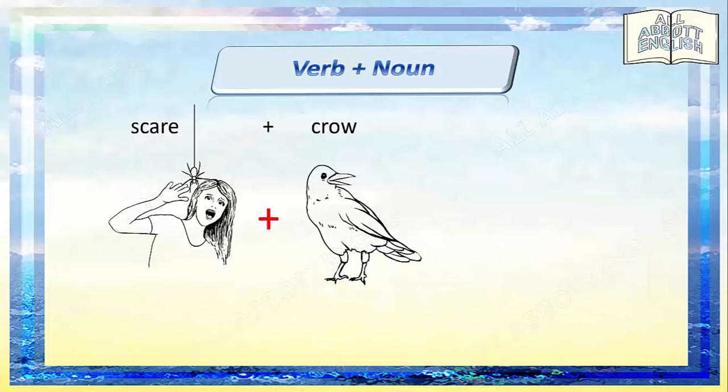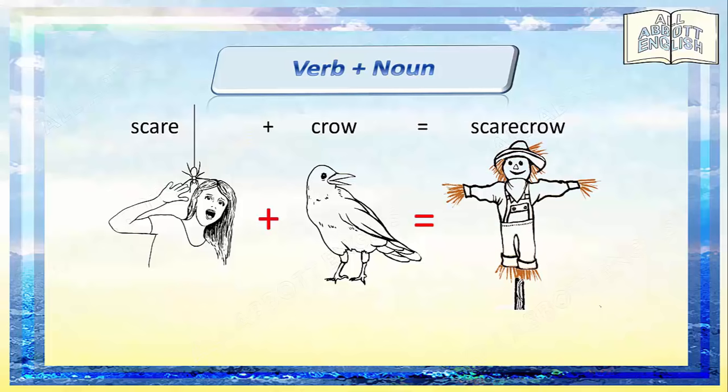Together, these two words take on a new meaning. A scarecrow is a straw model of a person, dressed up in old clothes. It is set up in a farmland to scare crows and other birds away, so that they will not feed on the growing crops.